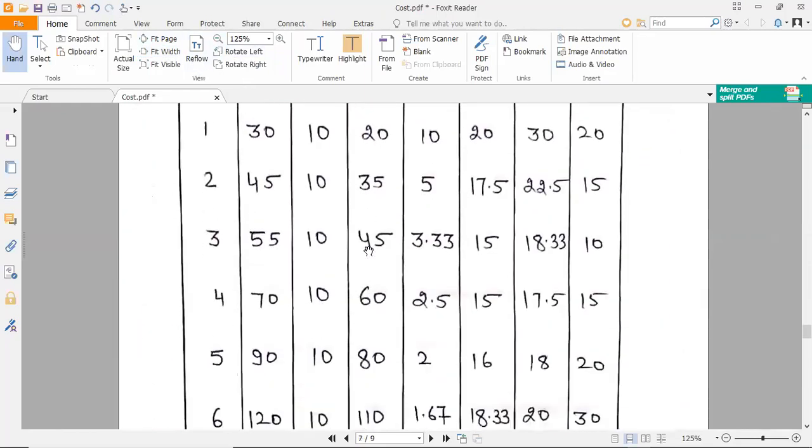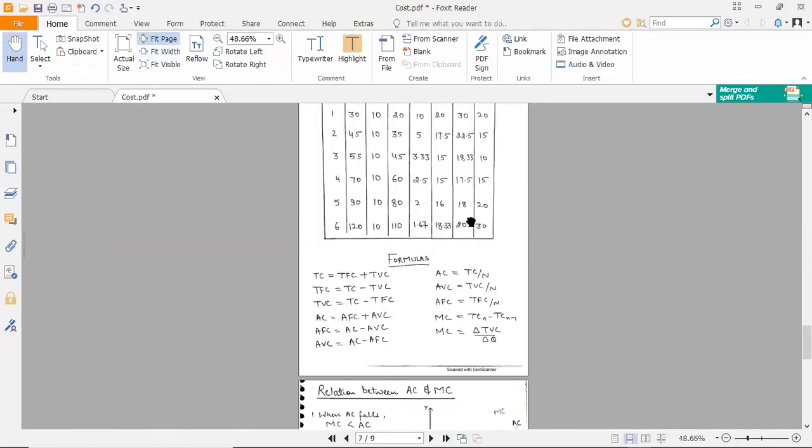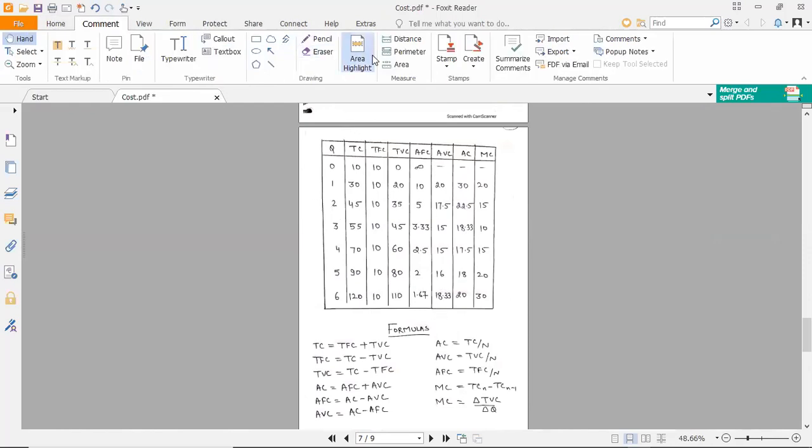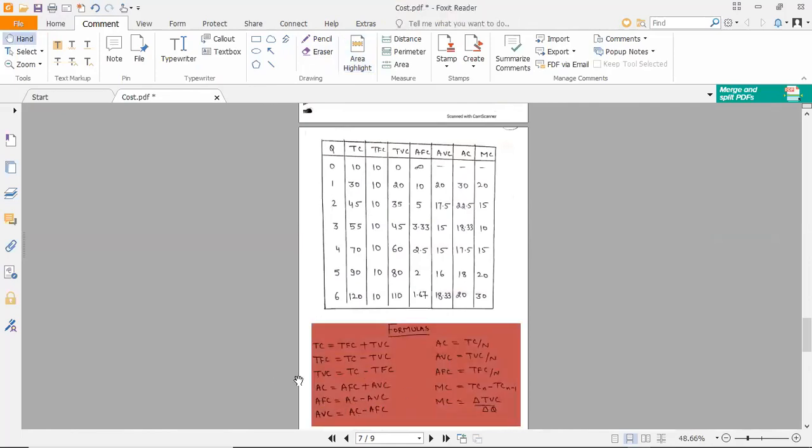Now let us understand everything with this numerical part. Can we see here? There are different columns, and I have written the formulas as well. Please note down all the formulas. These formulas are very, very important, and all of them will be used while calculating this table. Numerical questions are often asked from this chapter in this manner. We'll learn to calculate AFC, AVC, AC, MC, TFC, TVC, and how all these things are calculated. But let us first note down all the formulas.